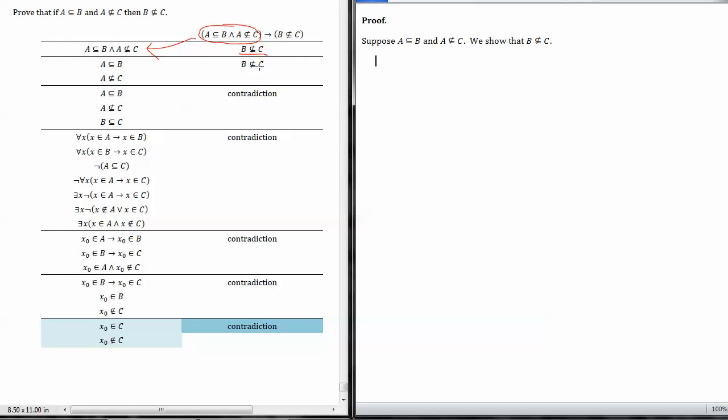All right, so then to prove this, we did proof by contradiction. Okay, so we made the negation a given and tried to derive a contradiction. So I will say, suppose for contradiction that B is a subset of C.